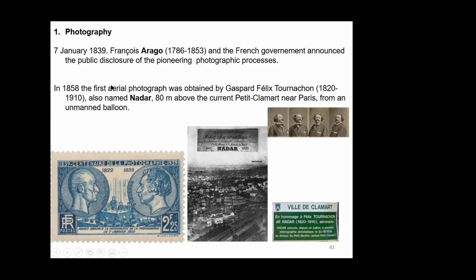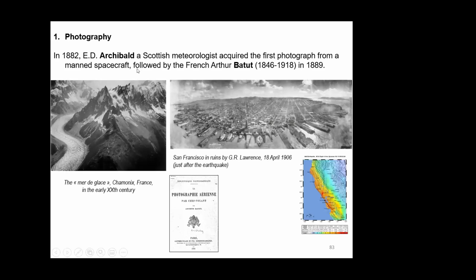So after that, the first image acquired by a man in a spacecraft is attributed to a Scottish meteorologist named Archibald in 1882. Unfortunately, it is funny, but we have no photograph of Archibald preserved, so I cannot show you the face of this guy.